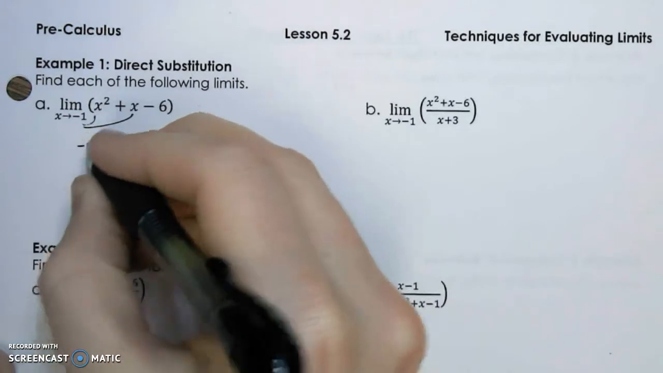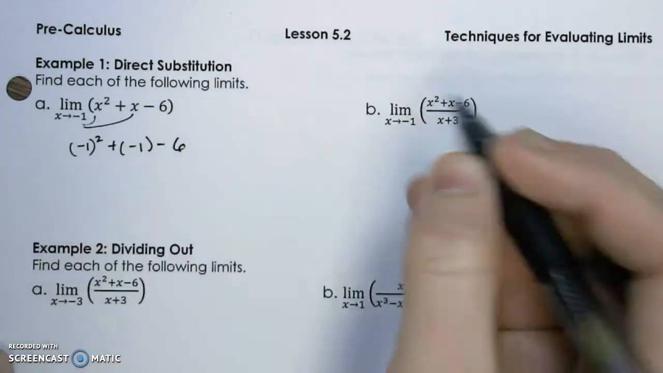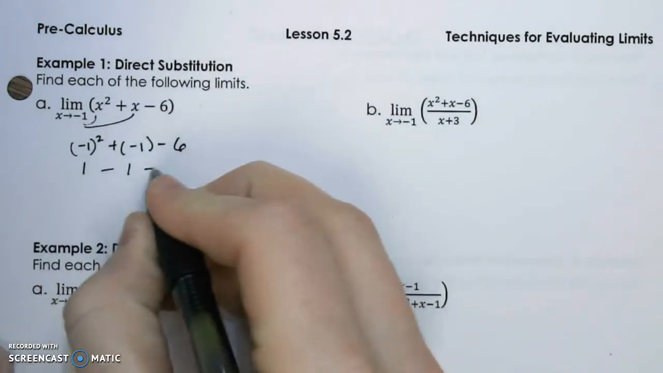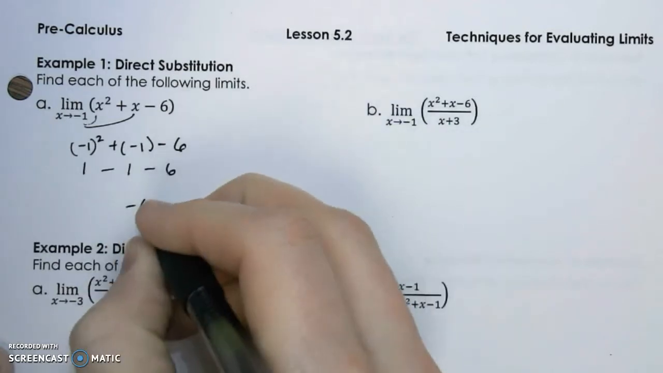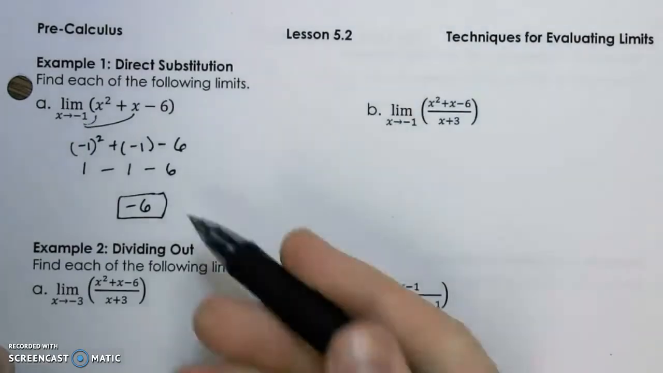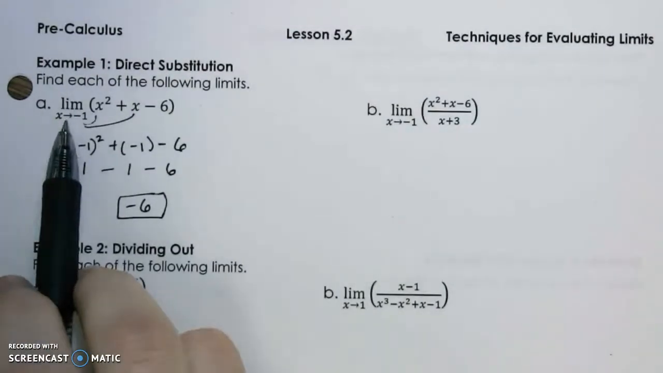So we're going to have -1 squared plus -1 minus 6. And here I'm getting +1, -1, minus 6, so we're going to get -6. We got a real number as an answer, so that is my limit. So it's pretty straightforward, just plug in your x value.